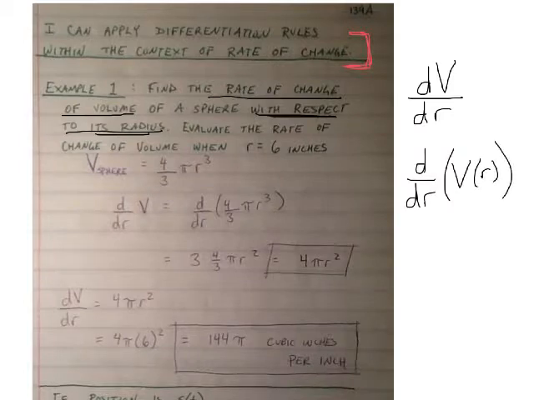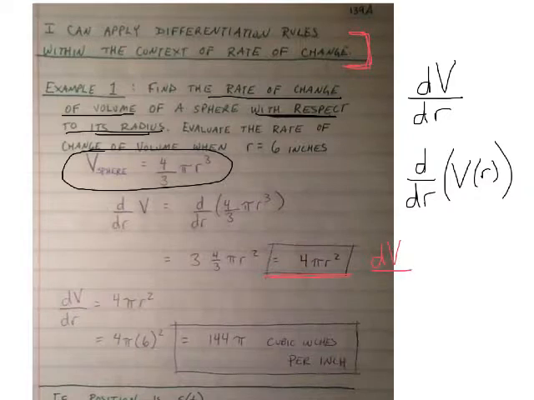So since we're looking at a sphere, our volume function for a sphere is 4/3 pi r cubed. And if we want to take the derivative of that with respect to r, we can use the power rule, drop the 3 down in front, and it simplifies out to be 4 pi r squared. So that means our change of volume with respect to radius is 4 pi r squared, and they ask us to evaluate that when the radius is 6 inches. So we plug 6 into that and we get an answer of 144 pi.